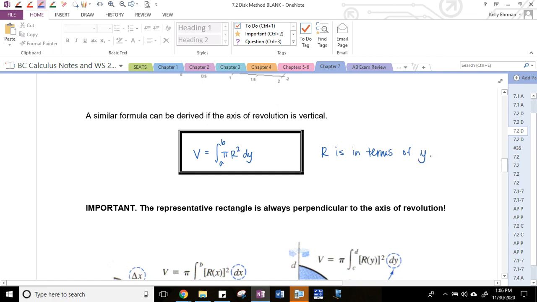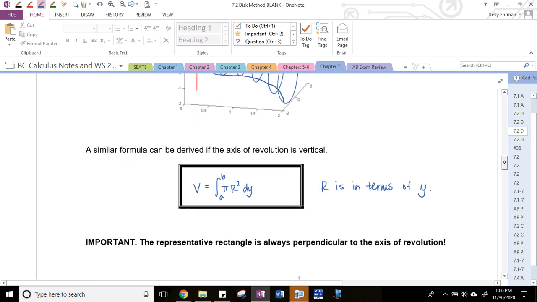This is just like we had with the area between two curves. If the curves that you're given are already in terms of y, solved for x, then you're going to leave it that way usually, and integrate with respect to y. It just depends on which way we're rotating.